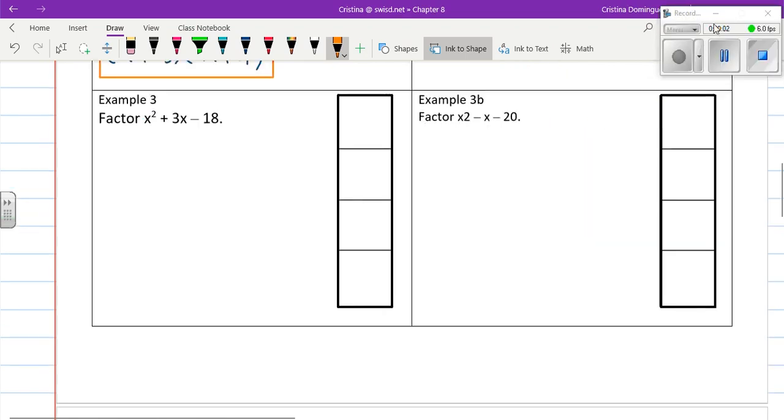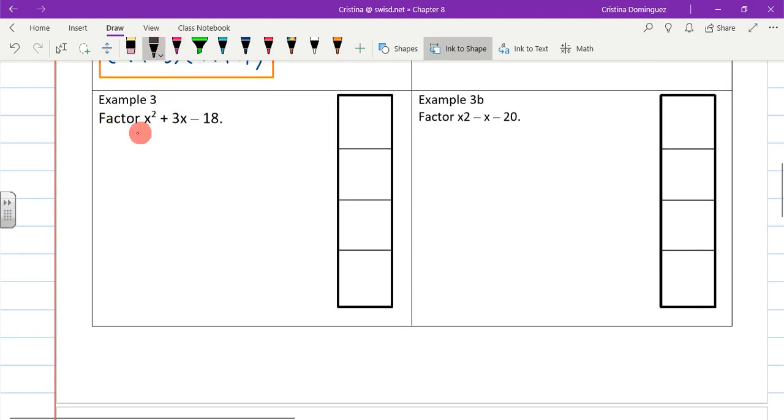All right, welcome back. We're at part 2 right now. Let's go ahead and start with example number 3. Let's go ahead and identify what A, B, and C are. A has a value of 1. There's an invisible 1 right there in front. Okay. We have B, which has a value of 3. And C has a value of negative 18.